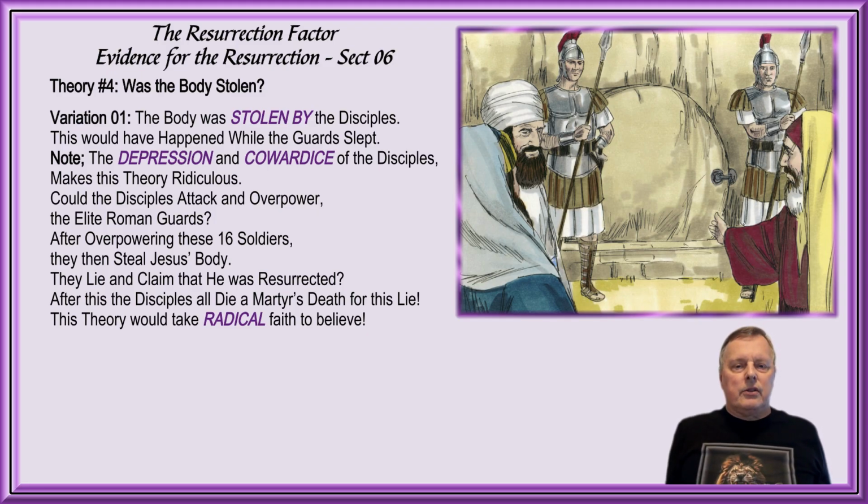Could the disciples attack and overpower the elite Roman guards? After overpowering these 16 soldiers, they then steal Jesus' body. They lie and claim that he was resurrected. After this, the disciples all die a martyr's death for this lie. This theory would take radical faith to believe.